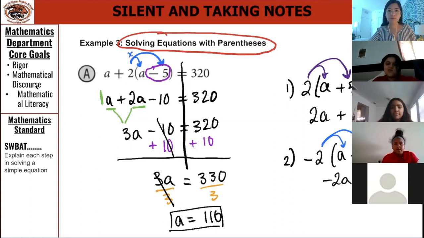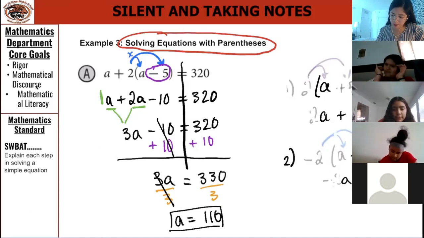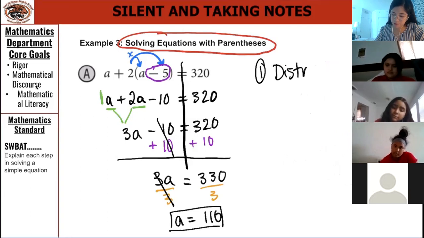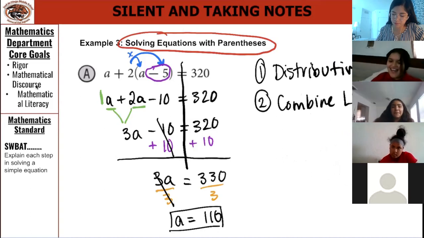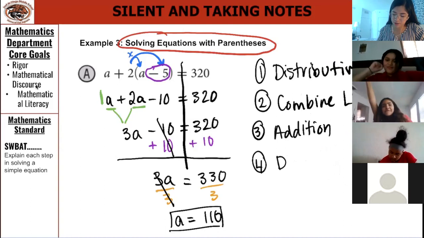What were the steps? Here. So number 1 was distributive property. I'll write them down real quick. Okay. Number 1 was distributive. Number 2 was combine like terms. Number 3 was addition. And number 4 was division.